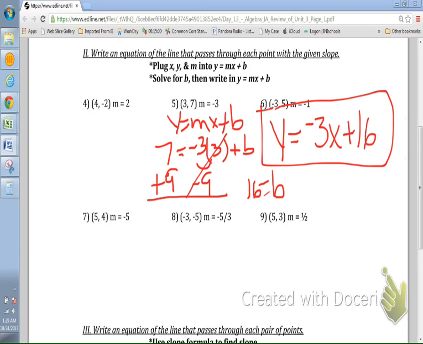Go ahead and try number 6, 7, 8, and 9 on your own, and then you can check your answers with the answer sheet.